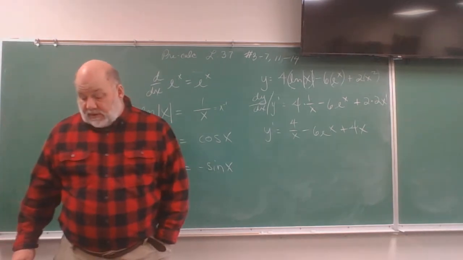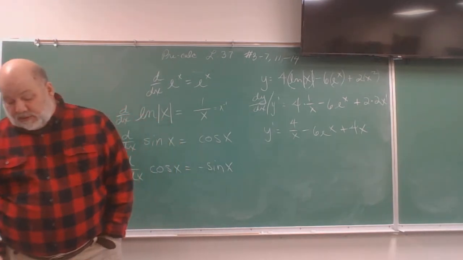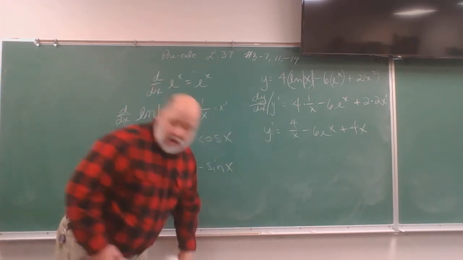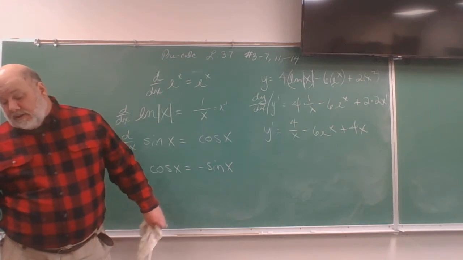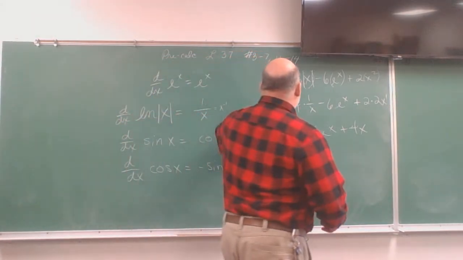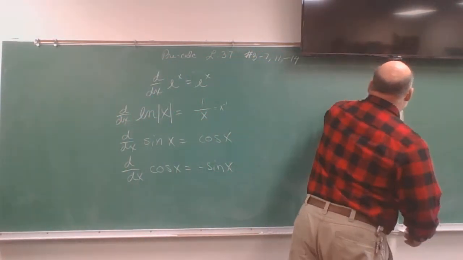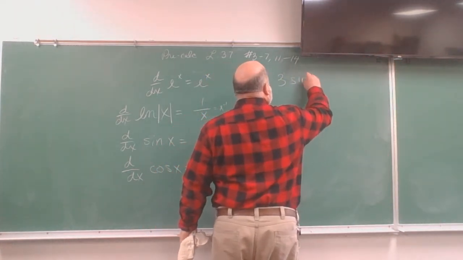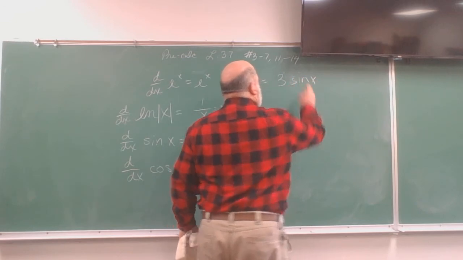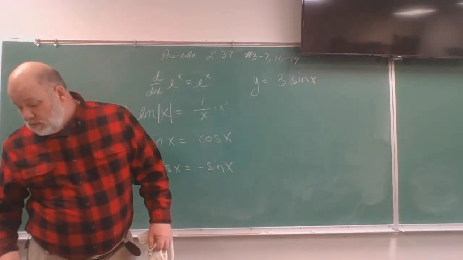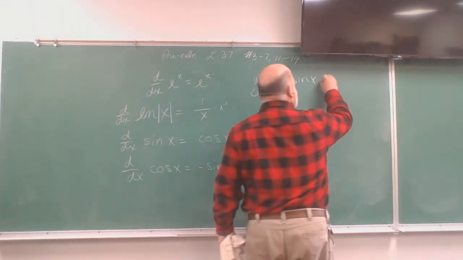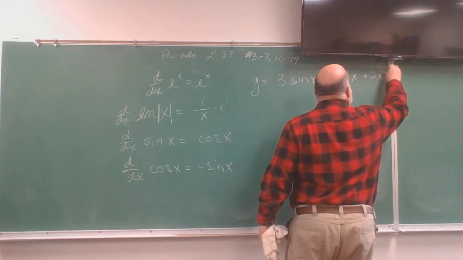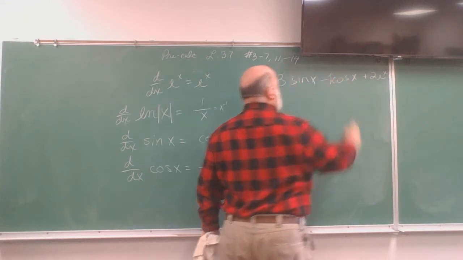Let's go ahead and do 37.3 at the top of page 195. It says find the derivative of 3 sine x minus cosine x plus 2e to the x. So y equals 3 sine x minus cosine x plus 2e to the x. I'm going to put a negative 1 right there.